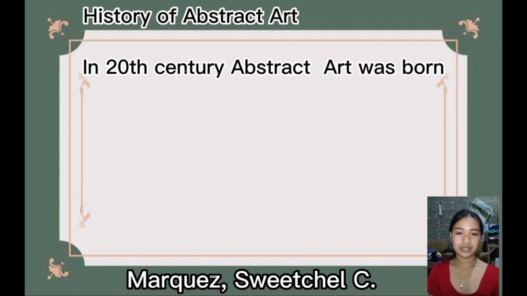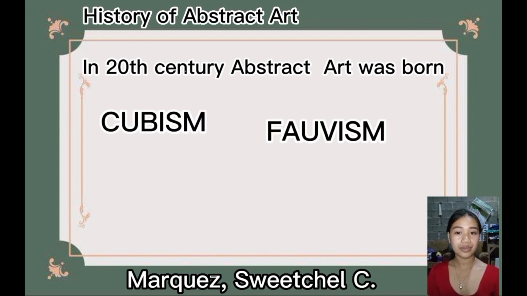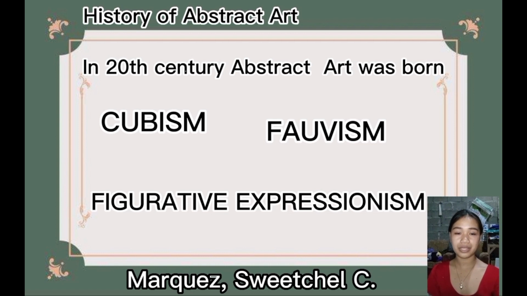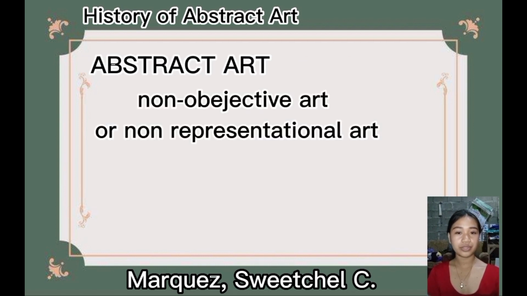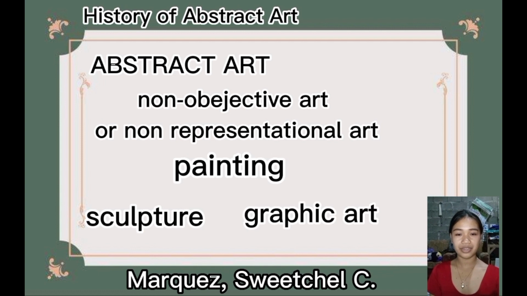Abstract art was born at the beginning of the 20th century. At this time, the artistic landscape was predominantly made up of Cubism, Fauvism, and figurative expressionism. Abstract art is also called non-objective or non-representational art, painting, sculpture, or graphic art, in which the portrayal of things from the visible world plays little or no part.